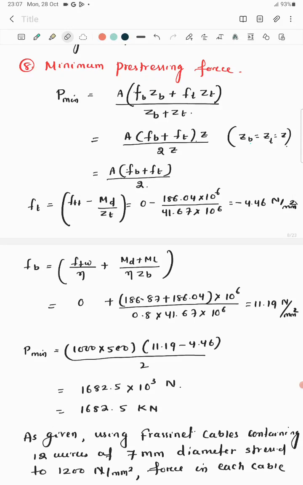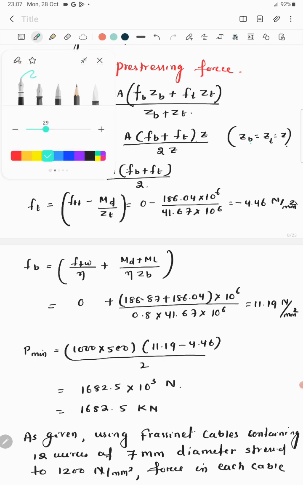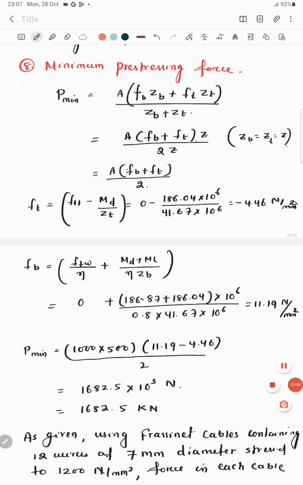In this lecture, we will start from here by finding out the minimum pre-stressing force. So this is the expression to find out the minimum pre-stressing force. Since our section is rectangular, the section modulus at the bottom will be equal to the section modulus at the top. So Z is equal to (FB plus FT) divided by 2.